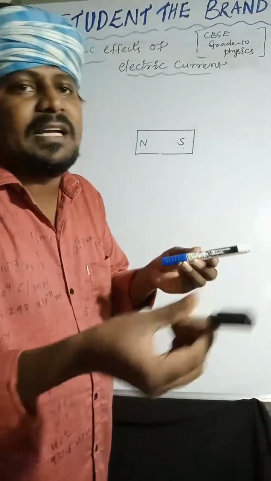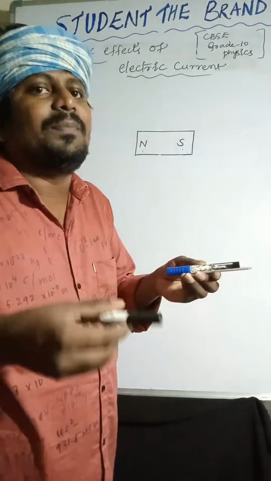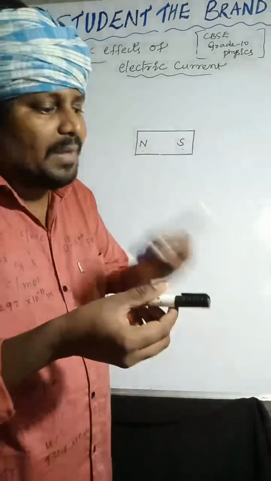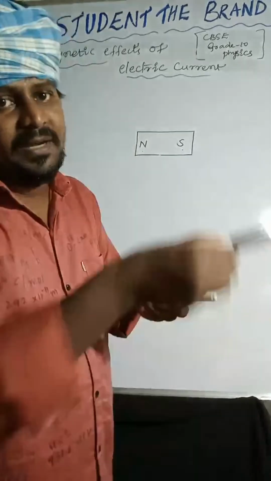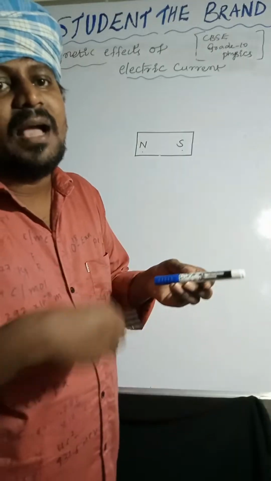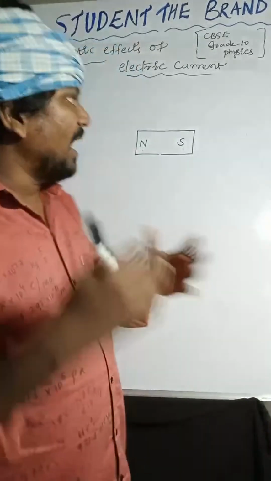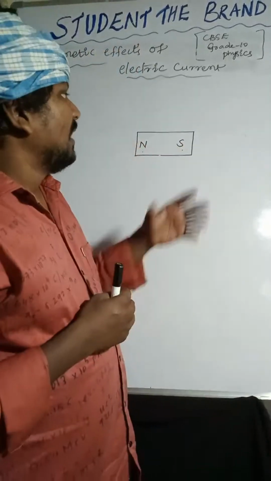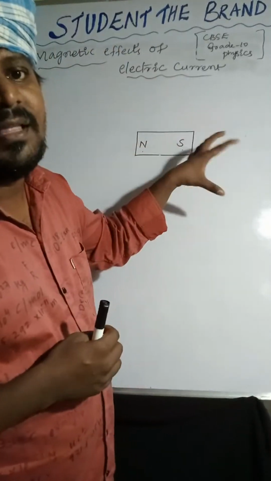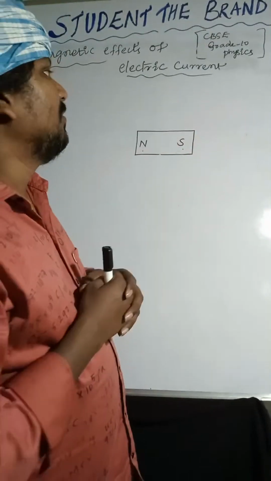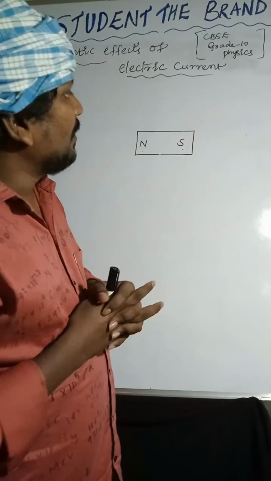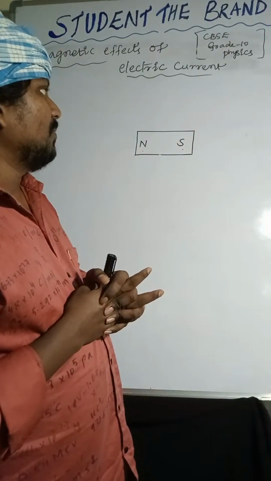Up to a certain range only, the magnetic field will be there, and the magnet will attract the magnetic material. Yes or no? So this is about the magnetic field and magnetic poles around the magnet. The magnetic field will be there around the magnet. Okay, so now here is one more point.